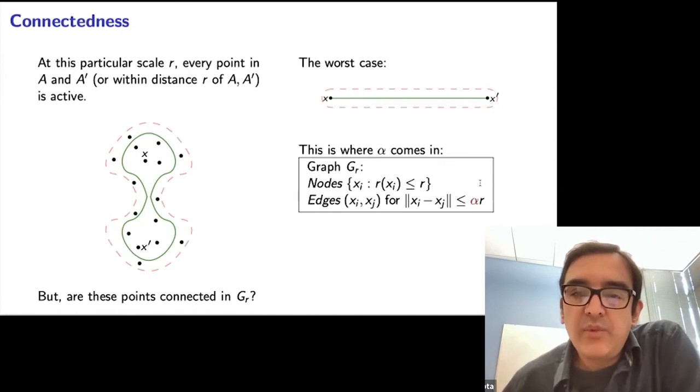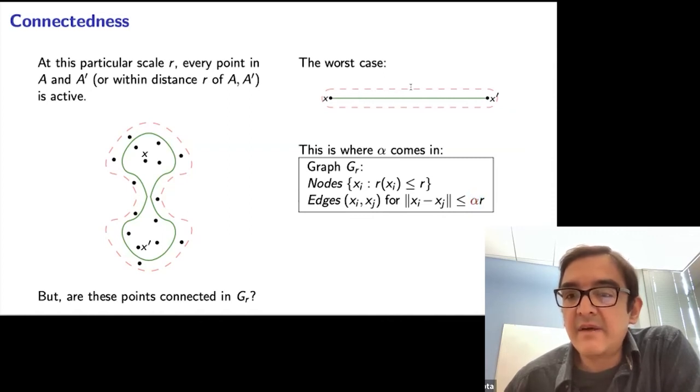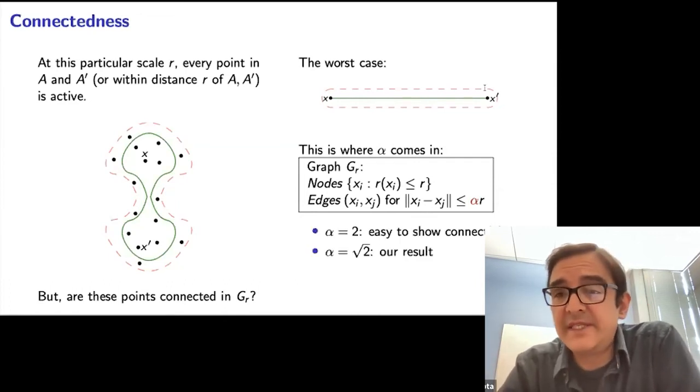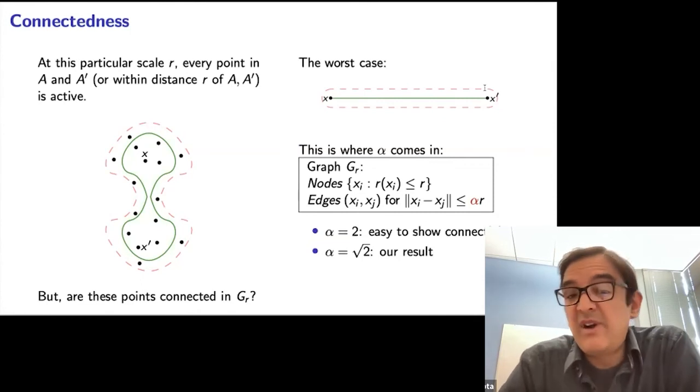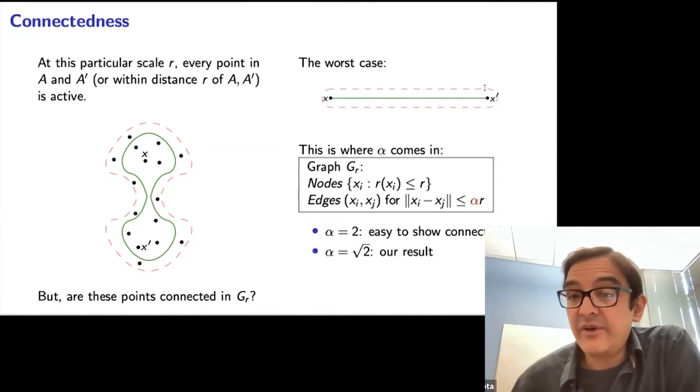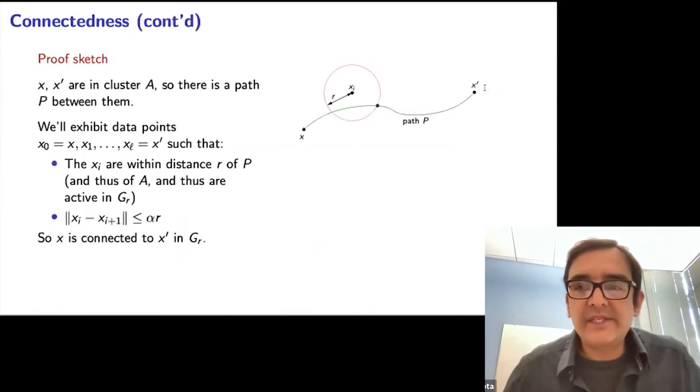This is why we ended up connecting points that are a little further than distance R from each other. We allow it to be R square root 2, okay? Because the larger we allow this to be, the easier it is for us to exhibit a path from x to x prime. And it turns out that if you set alpha equals 2, it's very easy to show connectivity. And we were able to do alpha equals square root 2. And it's an open question to bring it down to alpha equal 1. Okay, that would be ideal. So, let's see how this goes.